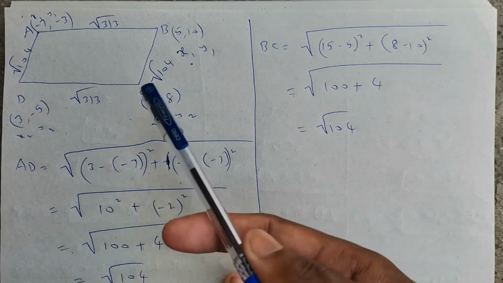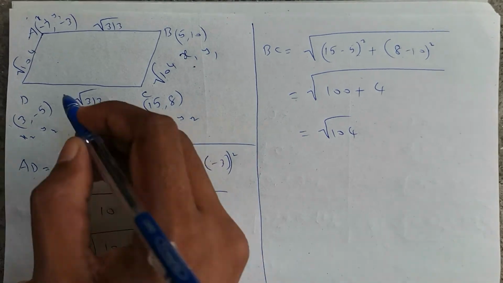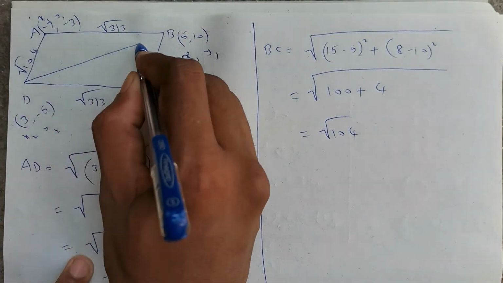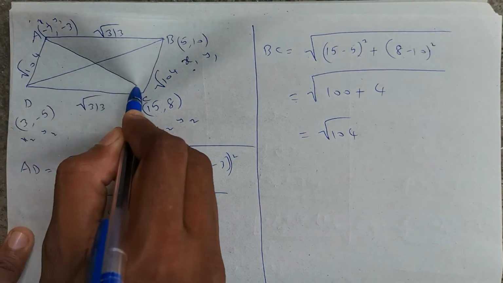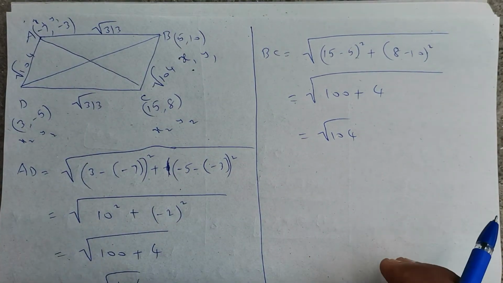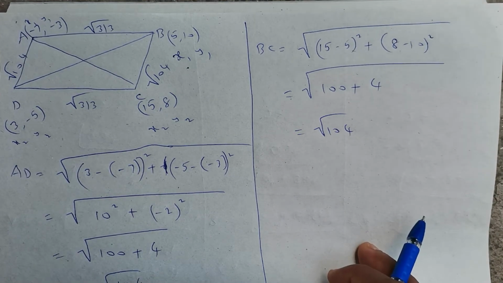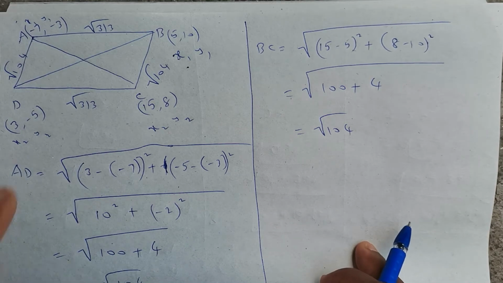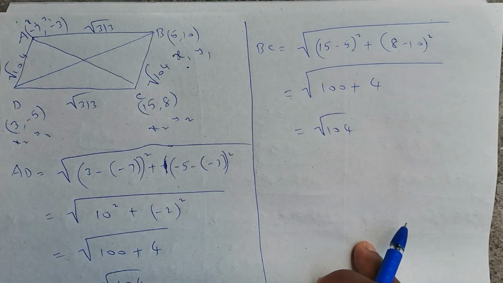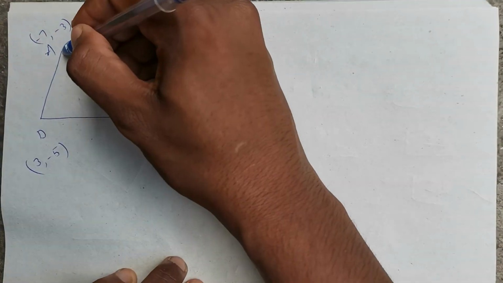Then how can we conclude it is a parallelogram? By finding the diagonals. So we need to find out the diagonal BD as well as the diagonal AC. If those two measurements are equal, then it is a rectangle. If those two diagonals are different in length, then that is a parallelogram. So let us check these AC and BD measurements. Okay, now first I am going to find this diagonal AC.